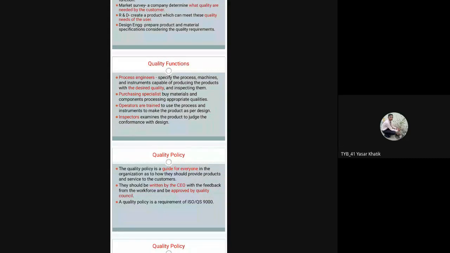Inspectors examine the product to judge its conformance with the design. There are inspectors for each and every department phase during the work. Some inspectors look at whether the work is going the correct way or not, and they take a review of that department. They focus on quality, take some confirmation from that department phase, and then give the product to that particular department head or department manager.